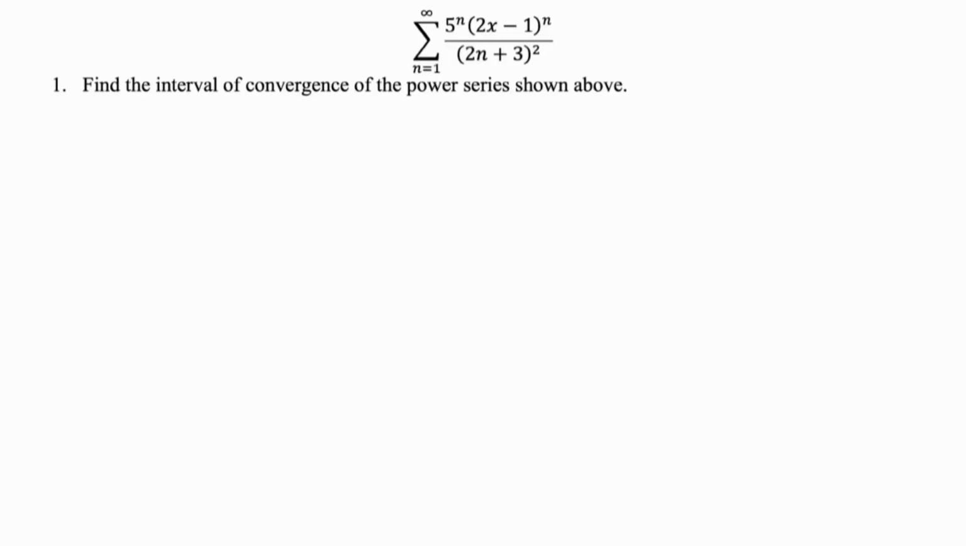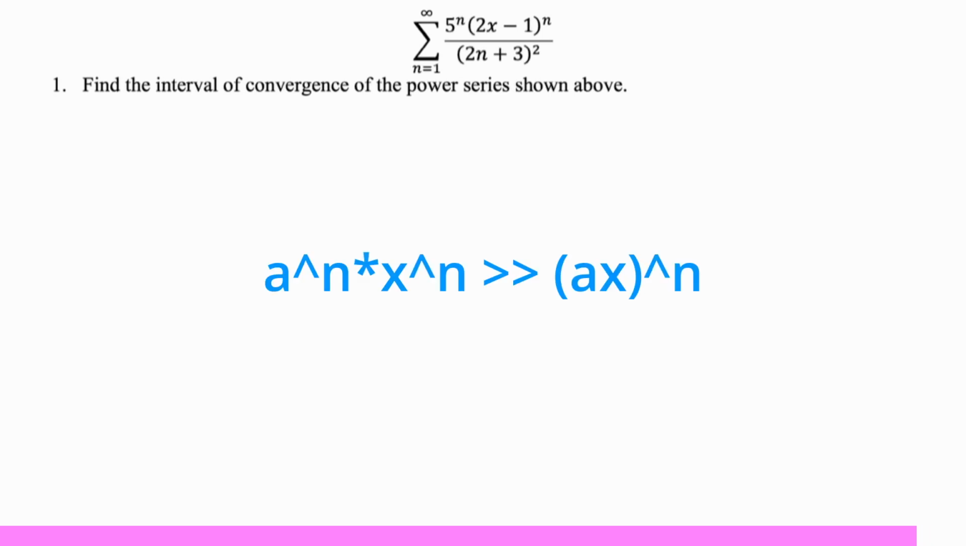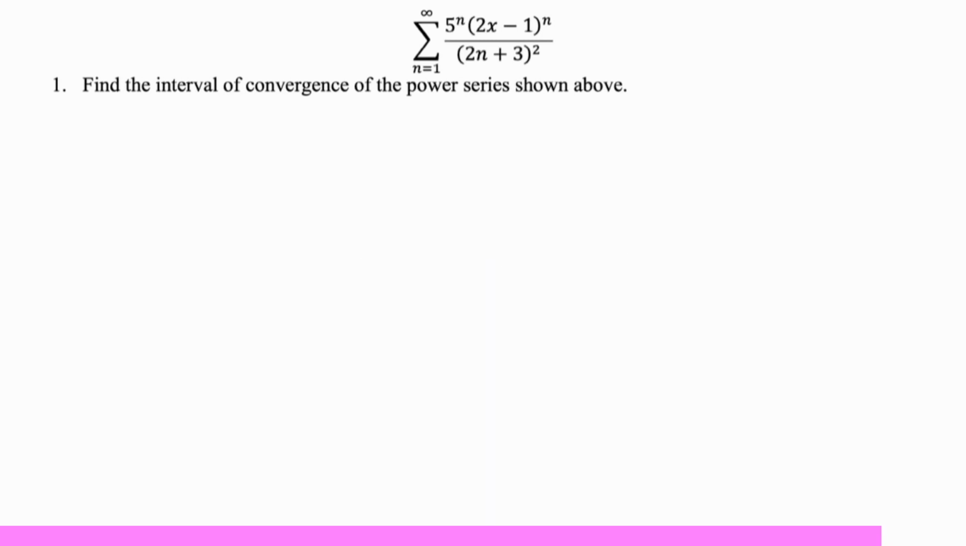Let's take a look. Number 1, we want to find the interval of convergence for the power series shown above, which is the sum from 1 to infinity, 5 to the n, quantity 2x minus 1 to the n over 2n plus 3 squared. I don't like to have 2x minus 1 to the n, so I'm going to rewrite this so that I just have x minus something to the n, which means I'm going to factor a 2 out of everything in 2x minus 1, and then have 2 to the n, and then x minus 1 half to the n.